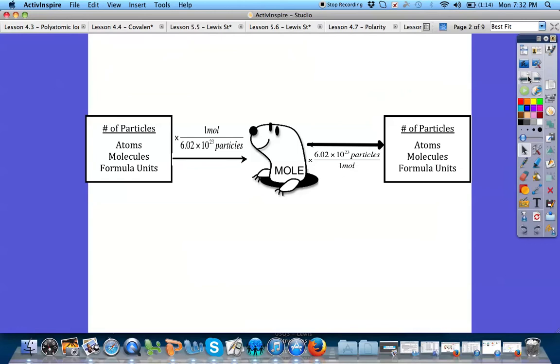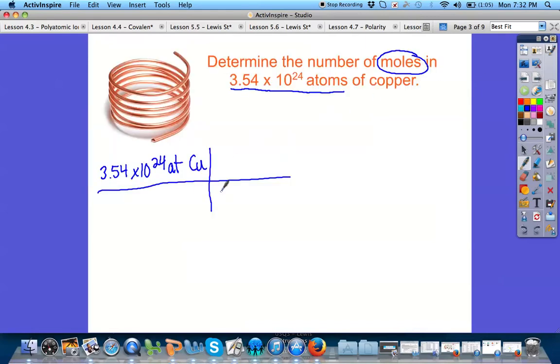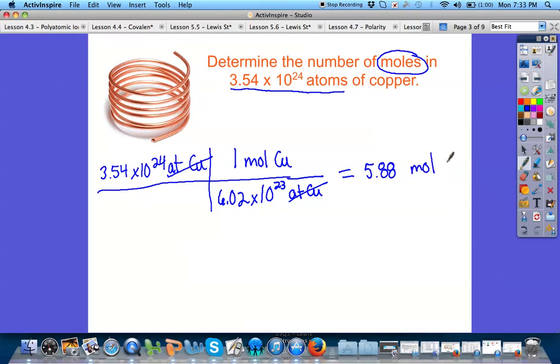If we take a look at our mole map, we are starting here with atoms, and we want moles. So we're going to go from here to here. So number of particles is what we're starting with. 1 mole over 6.02 times 10 to the 23rd particles. And in that case, this is going to be our atoms of copper. Atoms of copper will cancel, and 3.54 divided by 6.02 times 10 to the 23rd should give you 5.88 moles of copper.